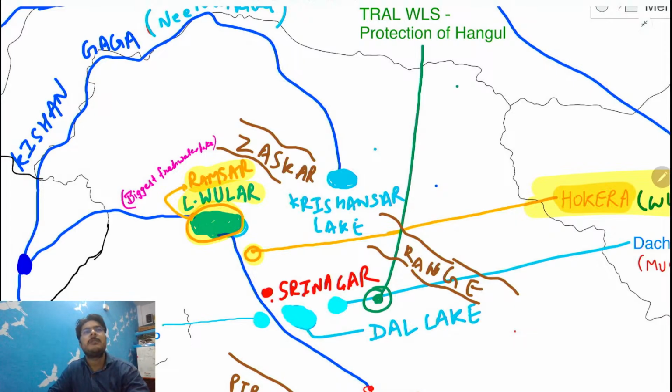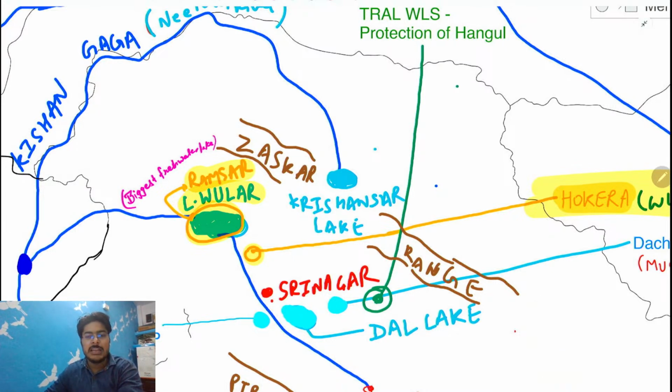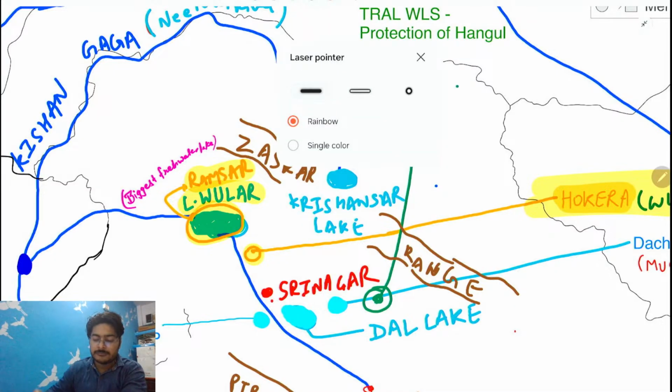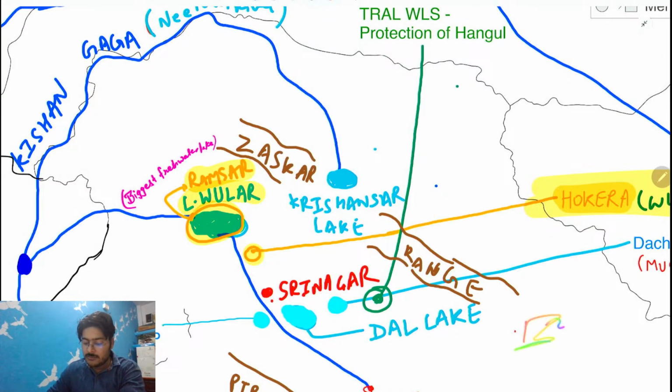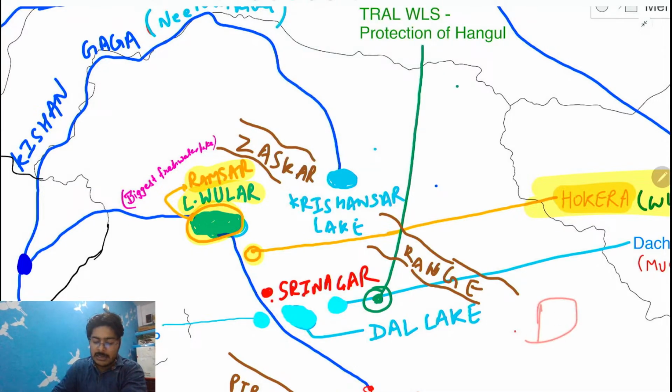There was a convention, the Ramsar Convention, that happened in 1971 in Iran. From there, the beginning of the Ramsar sites has been created. Clear? Now, this is the overall understanding. This is the Ramsar site here.